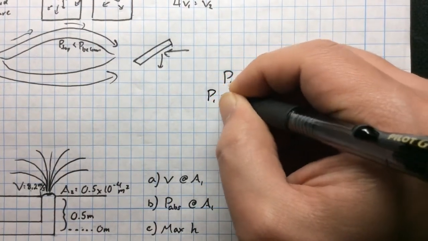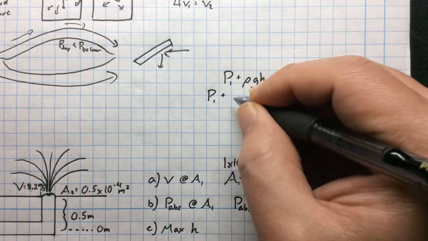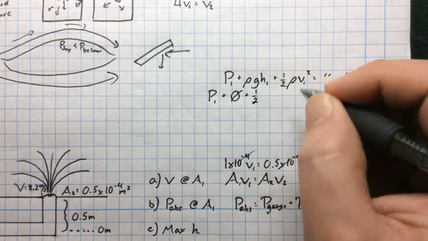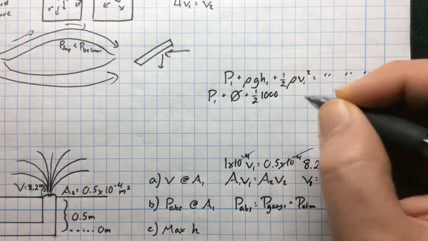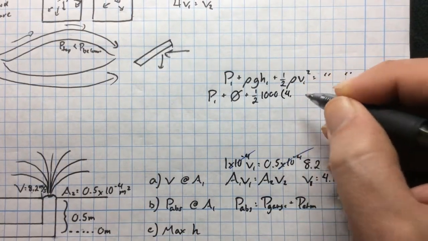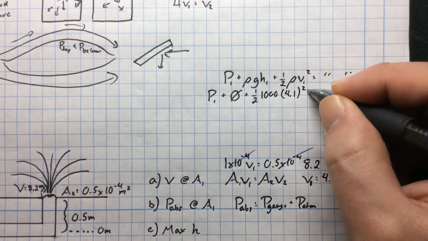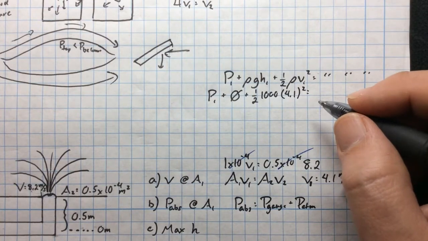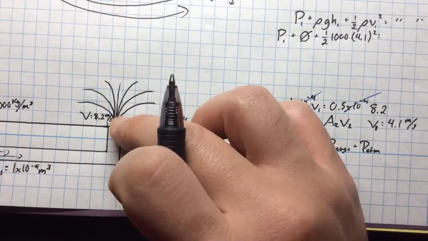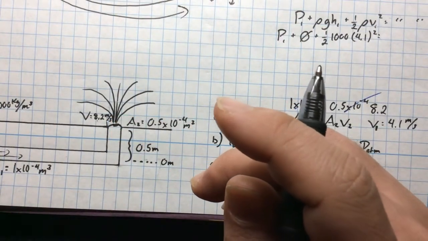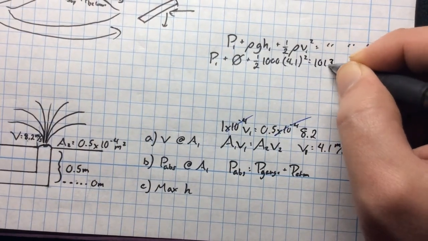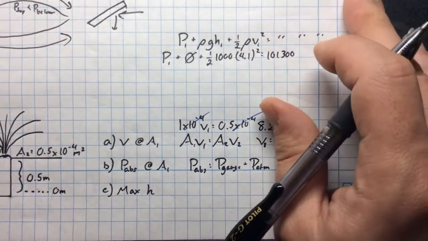So P1 is what we're looking for, plus this is going to be 0, because the height would be 0. And then we're going to add in the 1/2 rho, the density, and the velocity. How would we know the velocity down there where we just found it? 4.1, square it, is equal to the exact same stuff, but on the other side, we kind of know the pressure out here, right? And that's going to be the atmospheric pressure. So we'll call that about 101,300. Sometimes we will just use 101,000.